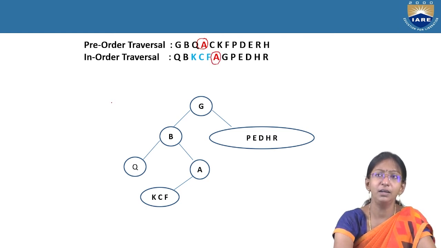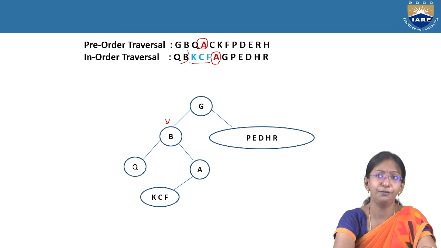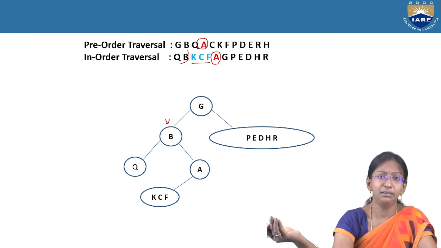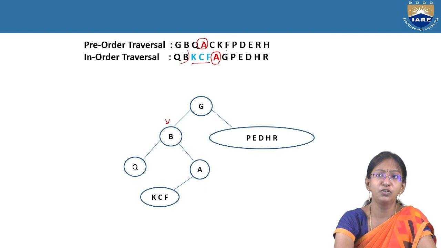Here it is, right? So what are the elements which are present in the left of A? Please understand that B acts as a boundary because B is already taken, right? So K, C, F are left of A. What are the elements that are present in right of A? Right of A, I don't think any element is present because G is the root which is already taken.